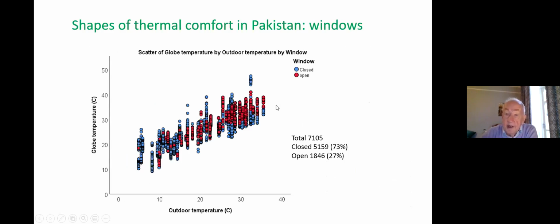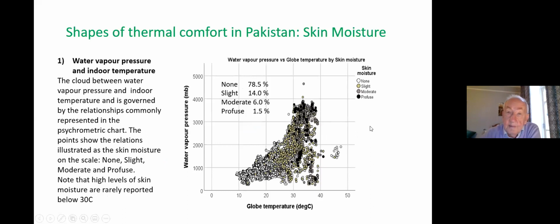This is the use of windows. 73% were closed and 27% were open. They do open windows, but not as much as you might think. At the very highest temperatures, the only advantage of opening the window is to increase the air velocity. So quite a number of people keep their windows closed, even in the hottest weather.